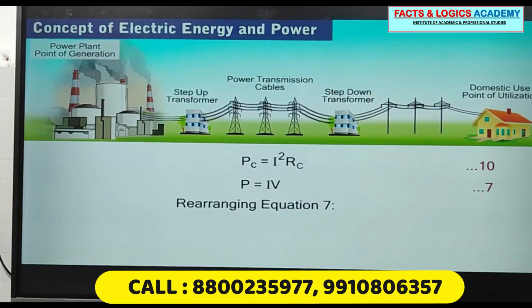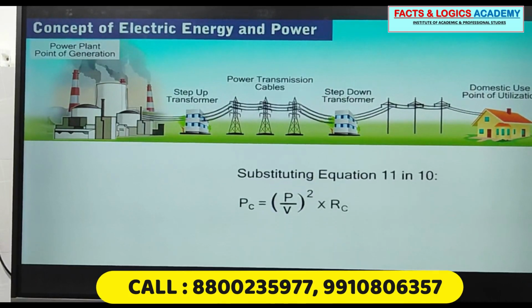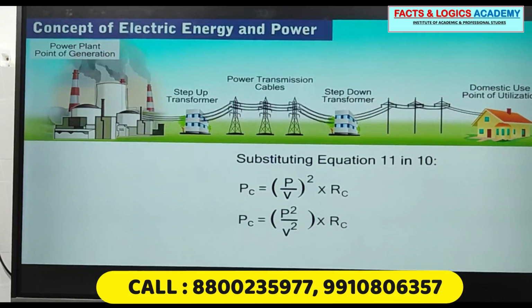Rearranging equation 7, we get I is equal to P by V. Let us label this as equation 11. Substituting equation 11 in 10, we get Pc is equal to P by V whole square into Rc. That is, Pc is equal to P square by V square into Rc. Let us label this as equation 12. This equation helps to calculate the power loss Pc due to the resistance Rc in the transmission cable.